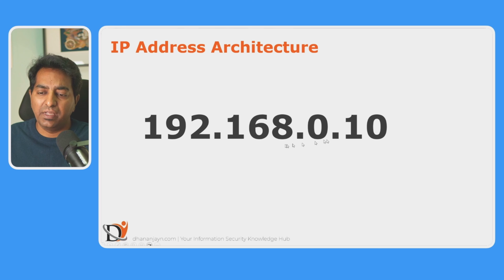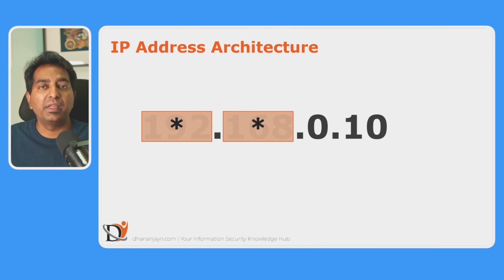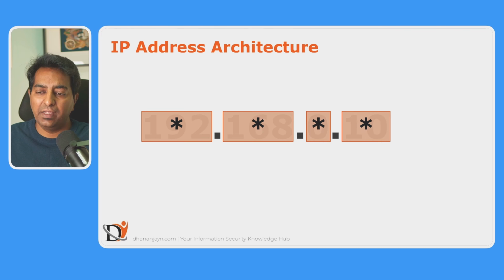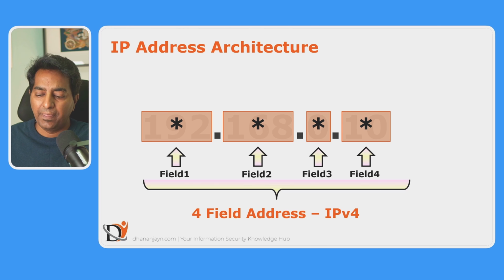Forget about the numbers here. Just consider that each number is a block. So if I segregate these numbers, we get 4 blocks or 4 fields. So this is field 1, field 2, field 3, and finally the field 4. This is a 4 field address, and that's where we call this address an IP version 4. So that's where the name came in the beginning.